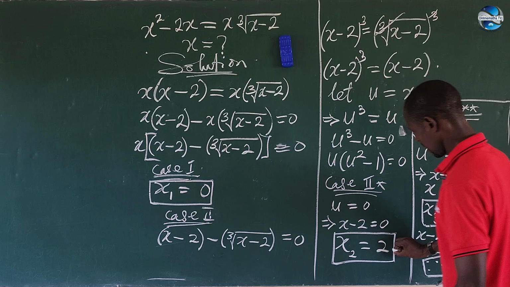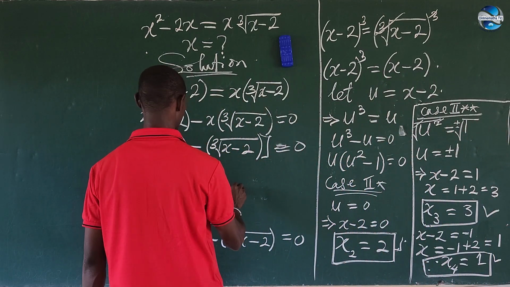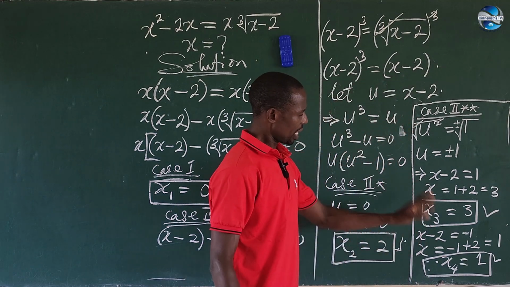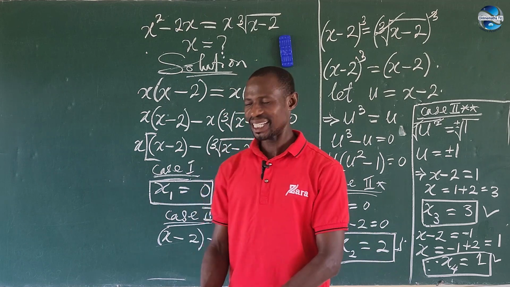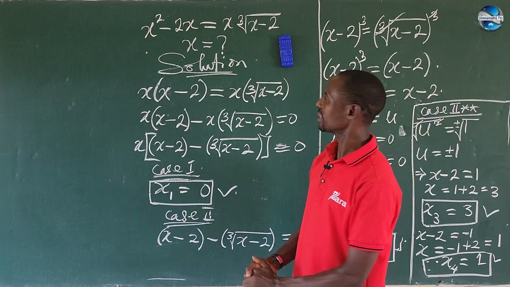Here we have our x3, and here we have our x2. Then here we have our x1. So x1 is equal to 0, x2 is equal to 2, x3 is equal to 3, x4 is equal to 1. All right. So this brings us to the end of this radical equation.